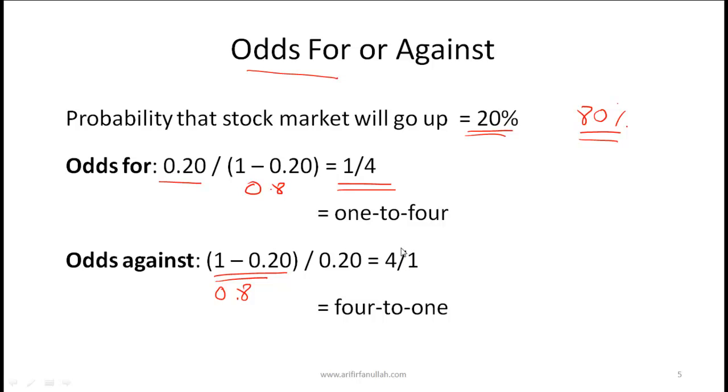Now if you were to solve this the other way around and you were given that the odds of the market going up are 1/4 and you are to determine the probability, all you need to do is say that the probability simply becomes 1 divided by 1 plus 4, which is equal to 1/5.